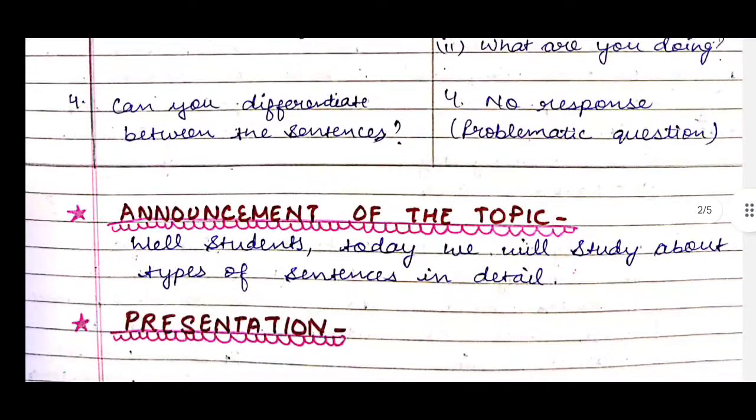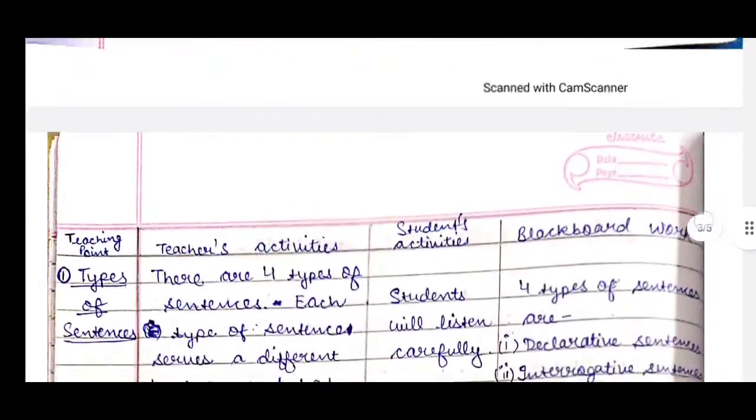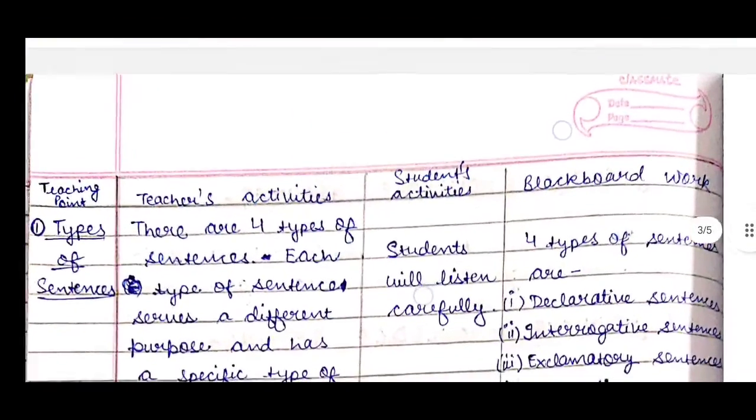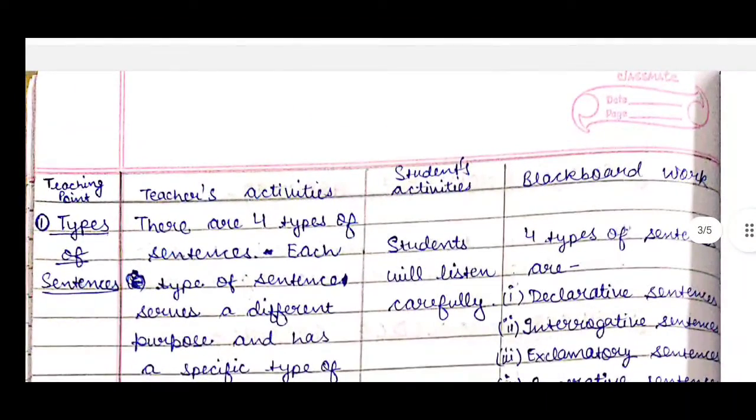So we'll write presentation, when we actually present our topic or teach it. For this in our lesson plan we'll divide our page into 4 columns. First one is teaching point, next is teacher's activities, next is students' activities, and then blackboard work.